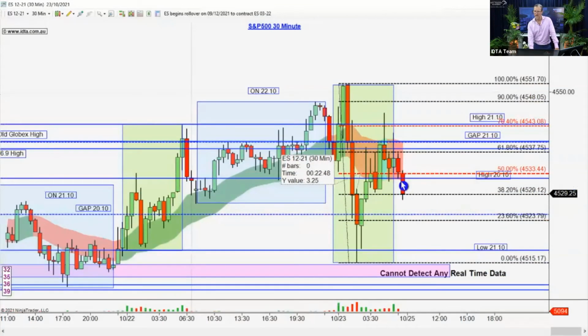So that's where the market is, this will be the gap. Somewhere around here will be the gap when we're trading on Monday. The gap will be somewhere around here. So it'll be interesting to see what the market does from here.